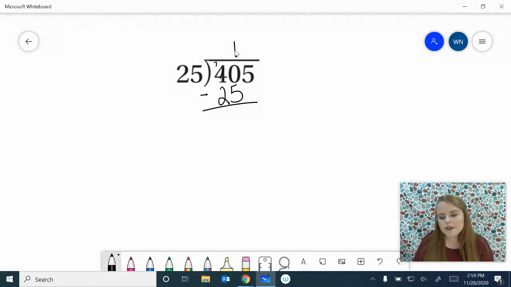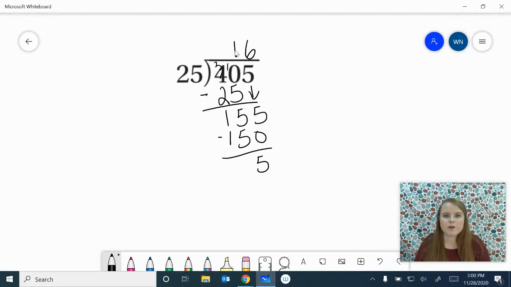Now we subtract, make that a 3, make that a 10. Got 15, bring down that 5. I know that 25, 50, 75, 100, 125, 150. That's 6. So 25 times 6 is 150. So normally you would just be like, okay, I'm done now. It's remainder 5. But not anymore.